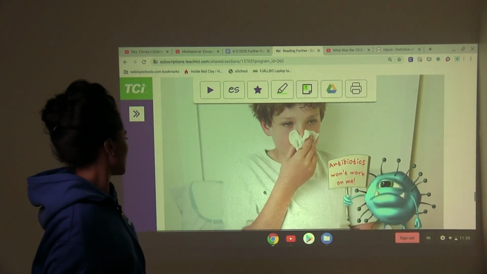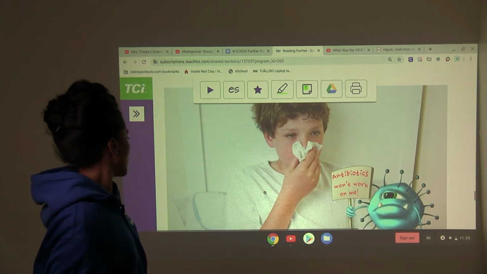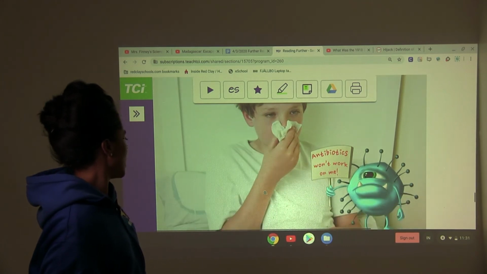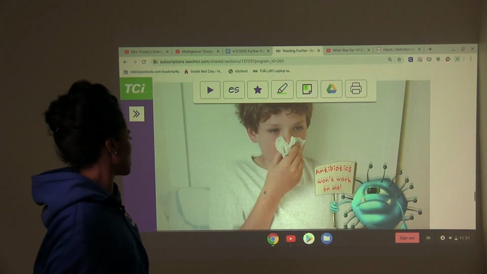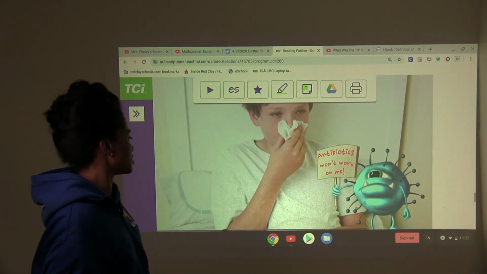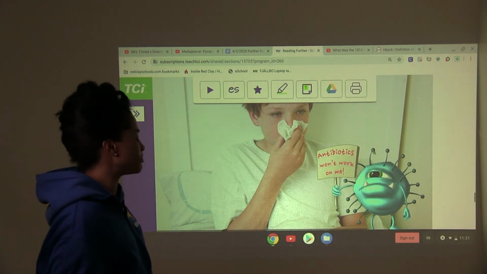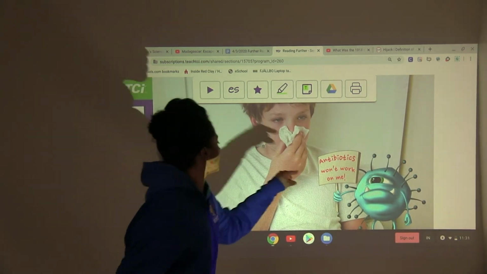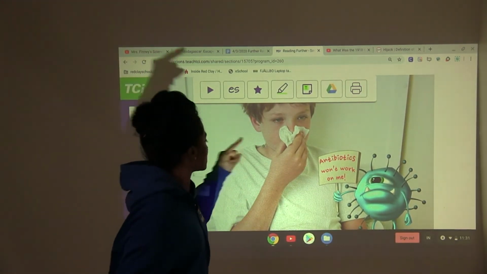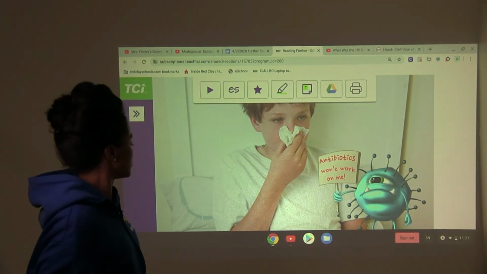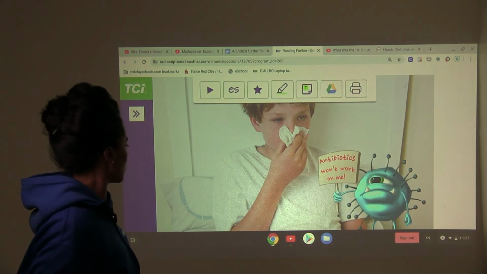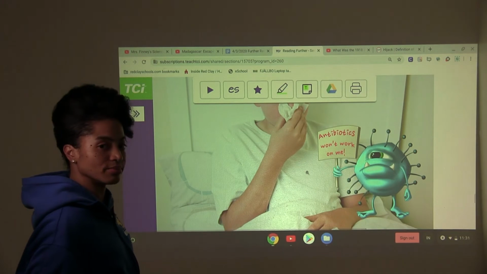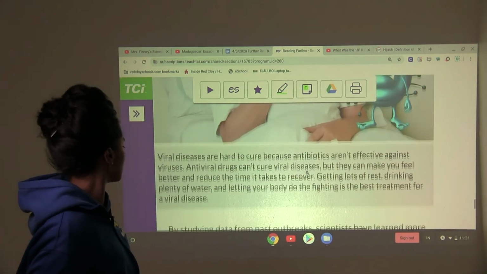Okay? So here's a picture of a young guy, clearly is not doing well, and it says antibiotics won't work on me. Who do you think this is? Yep, virus. Talking trash. Leave him alone. Stop being a meanie. Just wanted to hang out with his friends and have a good time, and then here you come. Mean old virus.